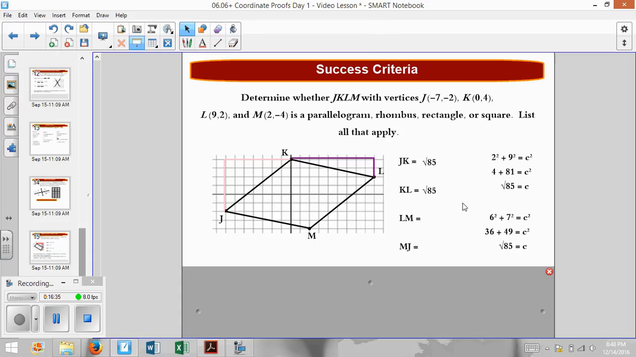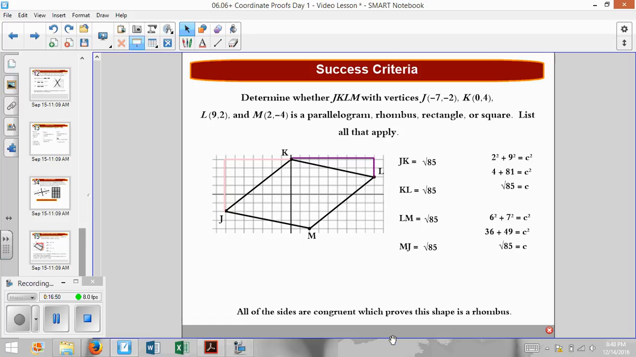Now I'm just going to save you the time and effort. LM is also 6 and 7, and MJ is also 2 and 9. So it ends up being that they're all the square root of 85. So what does that tell me? What shape is this? Well, it's clearly a rhombus because all of the sides are congruent.